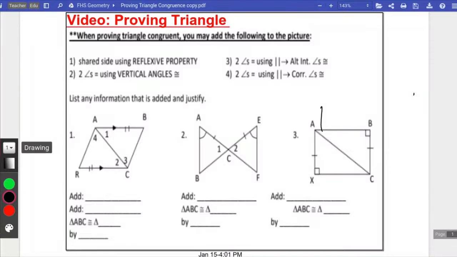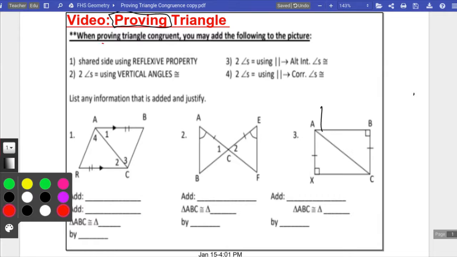Today you're going to discover proving triangles. We're just going to continue what we have been working on the last week, but we're going to add a few things. All right, so here's what we're going to read. When proving triangles are congruent, you may want to add the following things, because sometimes you're going to have missing stuff.